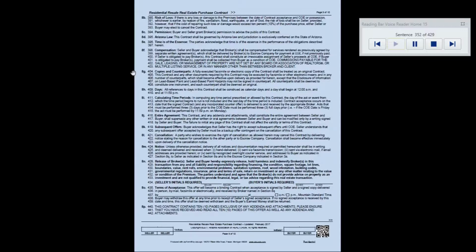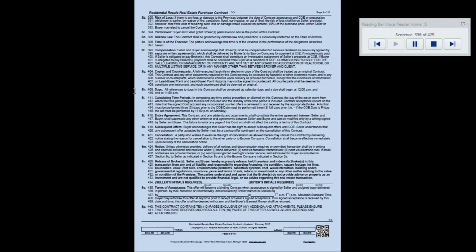8G. Copies and counterparts. A fully executed facsimile or electronic copy of the contract shall be treated as an original contract. This contract and any other documents required by this contract may be executed by facsimile or other electronic means and in any number of counterparts, which shall become effective upon delivery as provided for herein, except that the disclosure of information on lead-based paint and lead-based paint hazards may not be signed in counterpart. All counterparts shall be deemed to constitute one instrument, and each counterpart shall be deemed an original.